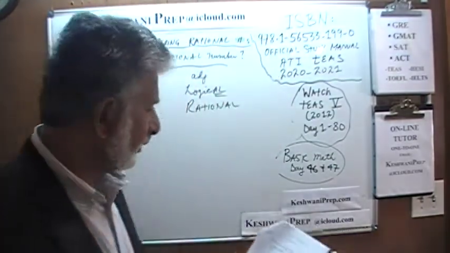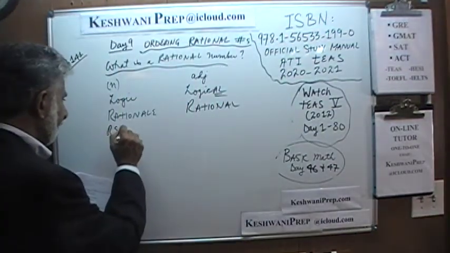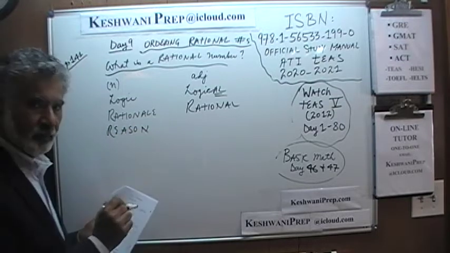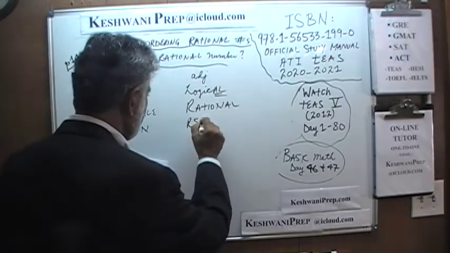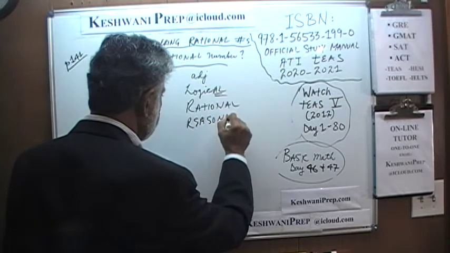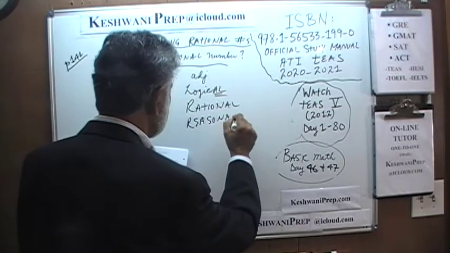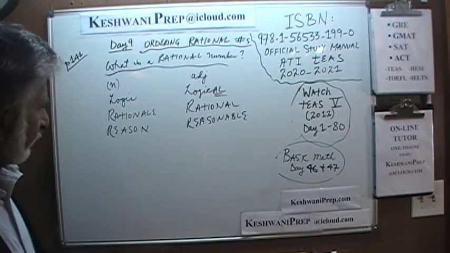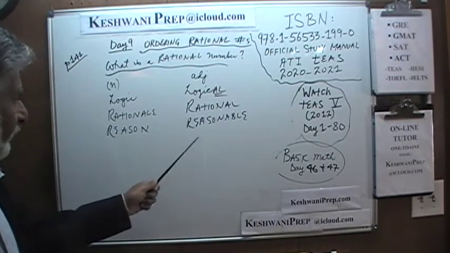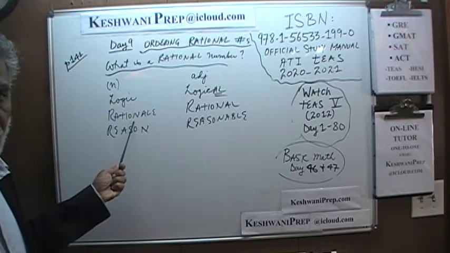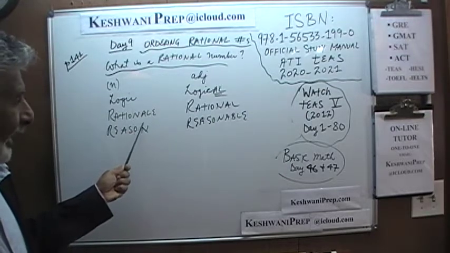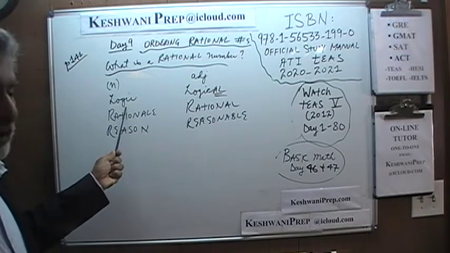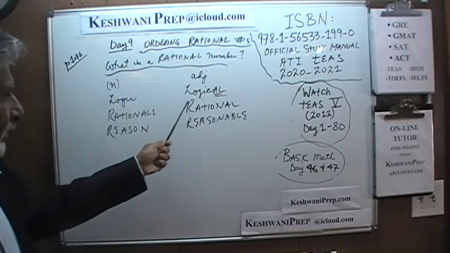Rational is an adjective. And then we have reason. What was your reason? Well, that seems reasonable. That's the adjective. Reason is the noun, reasonable is the adjective. Rationale is a noun. The adjective of rationale would be rational. The noun is logic, the adjective logical.